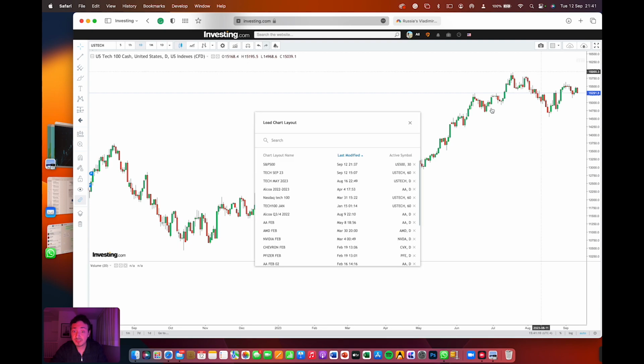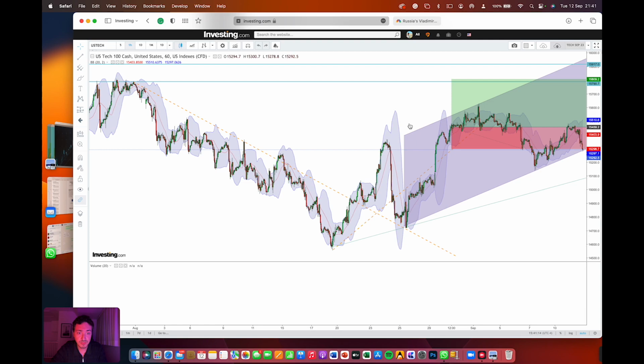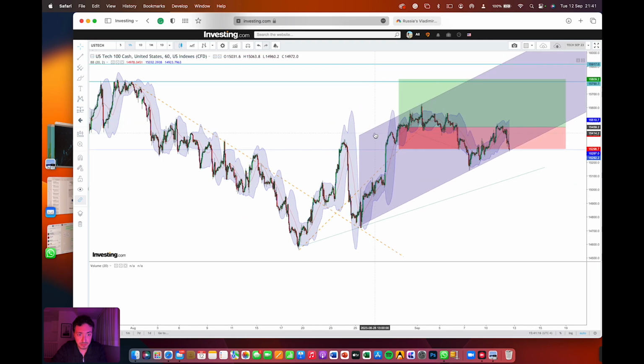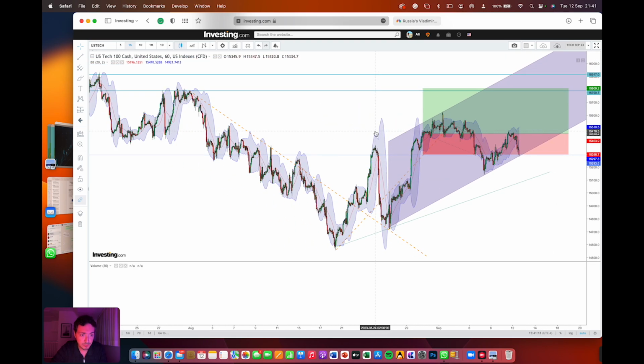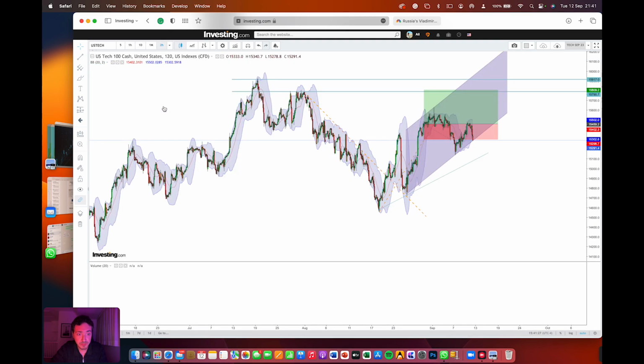Since I already have some saved graphs, I will load the existing one. This is some analysis I made earlier. Here we can see the 1 hour, but let me switch back to the 2 hour frame. Here we can see clearly we had a very big decline during August.